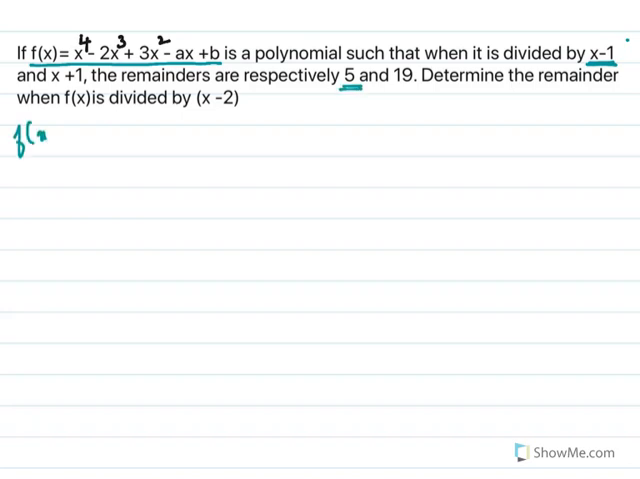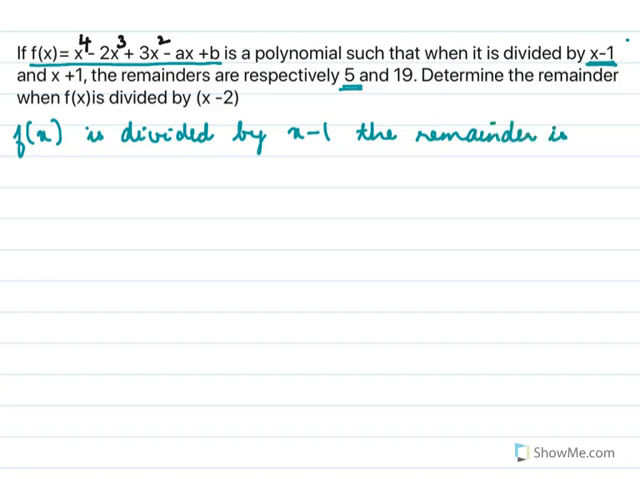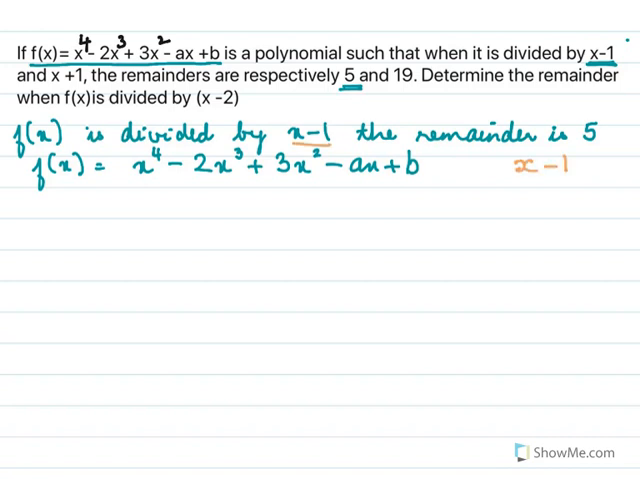So let's write that. When f of x is divided by x minus 1, the remainder is 5. So let's find the remainder when f of x is divided by x minus 1. So we know f of x is x to the 4 minus 2x cube plus 3x square minus ax plus b. Now it is divided by x minus 1. So to find the remainder, I do x minus 1 equal to 0, x equal to 1.